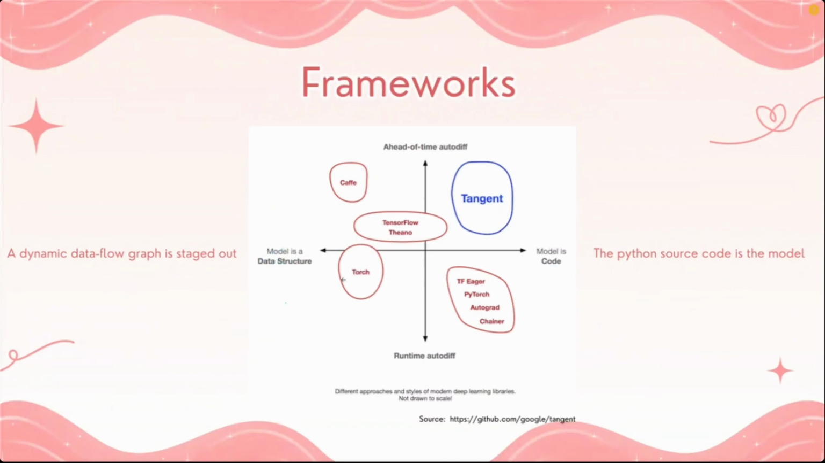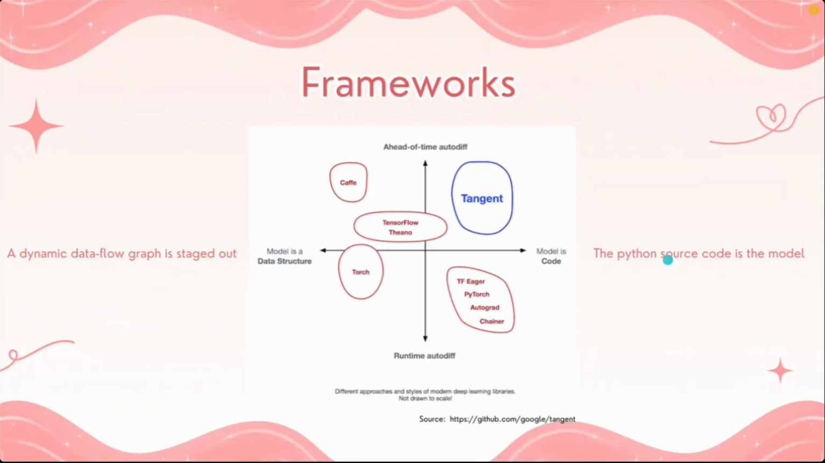If you have used TensorFlow 1.0, you'll know that instead of writing Python itself, you create a graph and then you do a session.run where the graph of all the operations is run at once. This was TensorFlow 1.0 as well as Torch and Caffe.